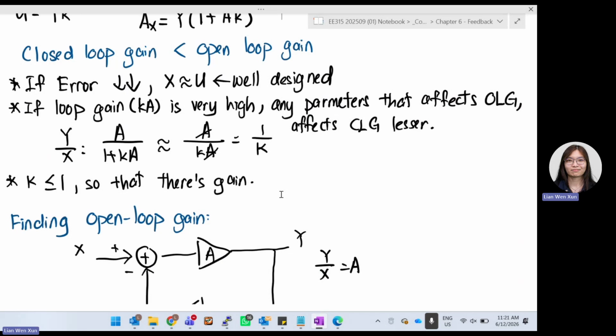So everything depends only on our feedback transistor, resistor, or any feedback circuit. In this way, we cancel out all the dependency on the gm already, because we are left with 1 over K. So how do we make our gain very high? We just make sure that our K is lower than 1. Then there's gain already. So that's good enough.